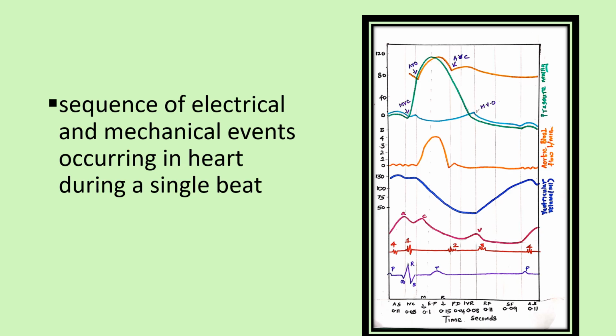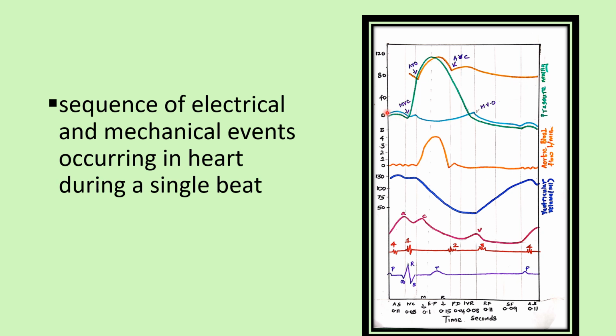The cardiac cycle is the sequence of electrical and mechanical events occurring in the heart during a single beat. The cardiac cycle is explained by the Wiggers diagram. In the Wiggers diagram, we depict the aortic pressure curve. This is the aortic pressure curve.